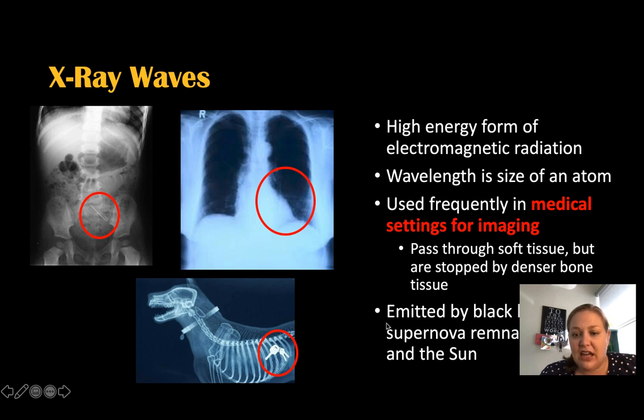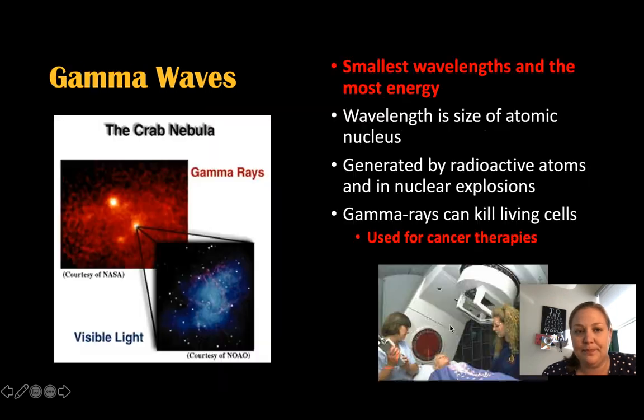And interestingly, X-rays are emitted by black holes and by supernova remnants, as well as by the sun. So by studying black holes, by studying X-rays, we're actually able to see things that we're not going to be able to see in visible light.